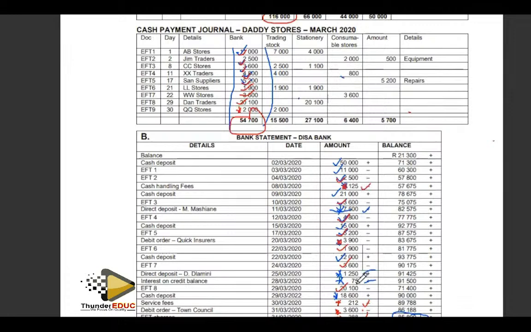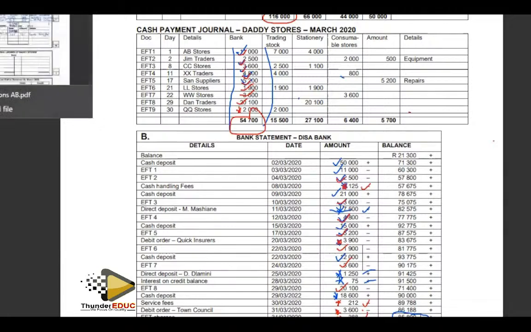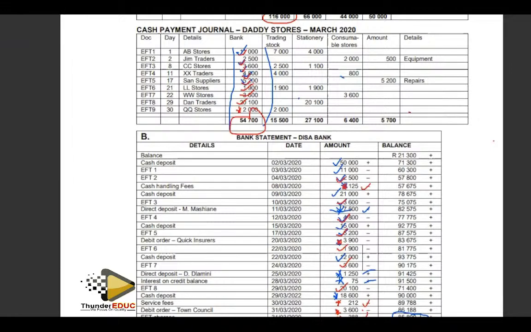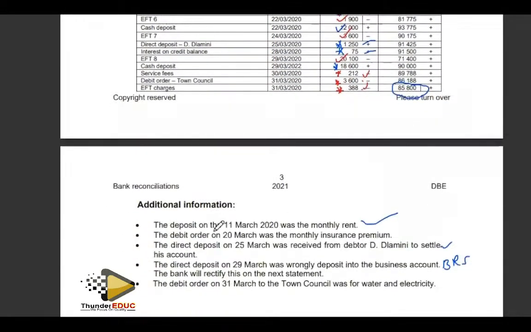So now we have other items. There is 3,600 here. What was it for? We have to check what it was for in additional information so that we can record it correctly and with the proper description. Let's go in additional information here. A direct deposit on 25, sorry. The debit order on 20 March was the monthly insurance premium.